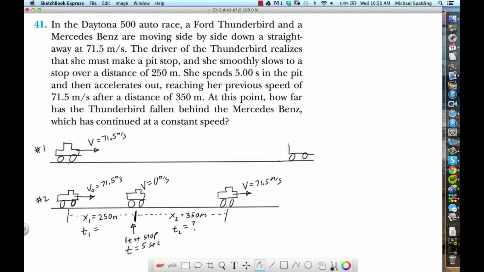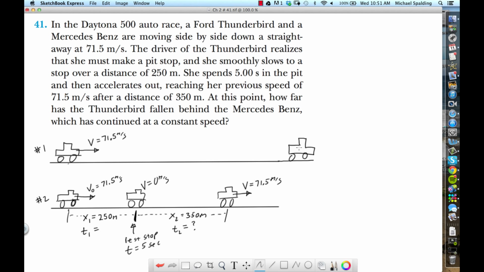Does that make sense? And then they also gave us these distances. The distance it took to slow down is 250 meters. And then after the rest stop, the distance to speed back up again is 350 meters. So putting a diagram down really helps a lot. Trying to solve this problem without a diagram, I can't even imagine it, unless you have a really good ability to visualize things. But I've been teaching physics a long time, and when I do a problem like this, I always do a diagram. It just helps.